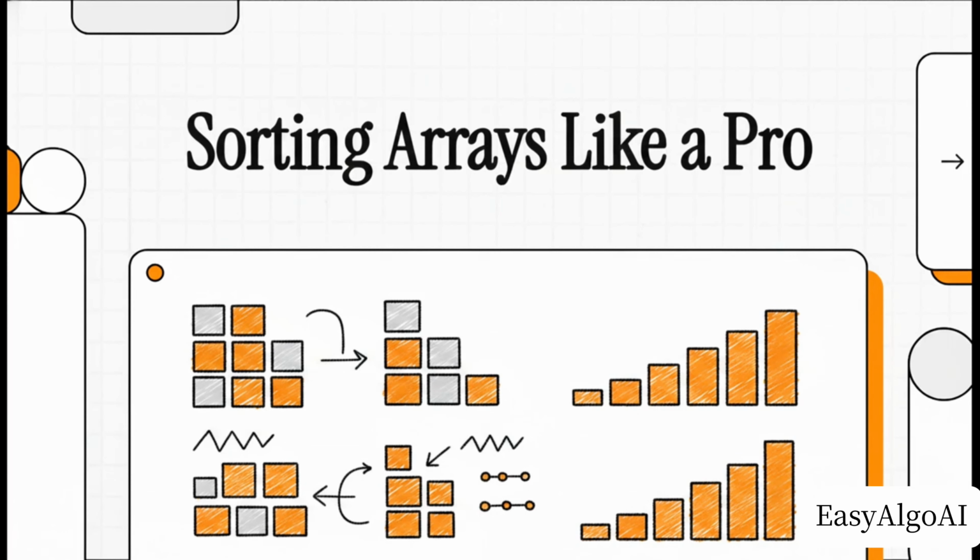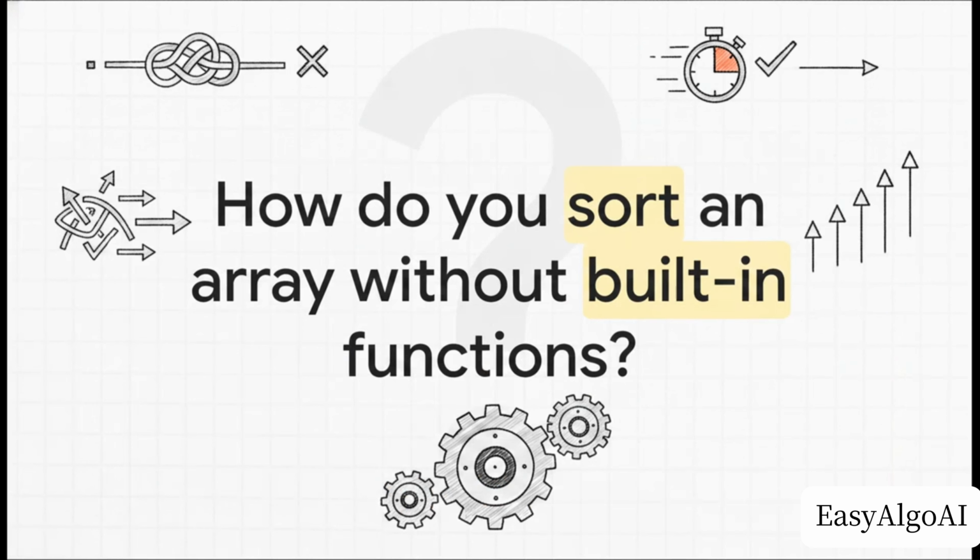Welcome to this explainer. Today, we're unpacking an absolute classic, a completely open-ended coding problem that's practically a rite of passage in technical interviews. We're talking about sorting an array. So, let's just dive right into it. It sounds incredibly simple, right? You just take a jumbled list of numbers and, well, put them in ascending order.